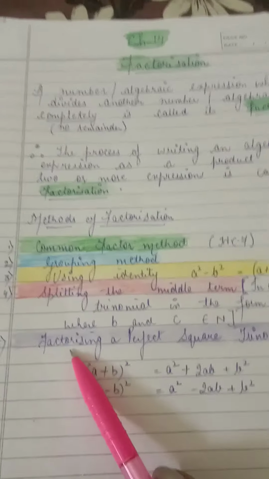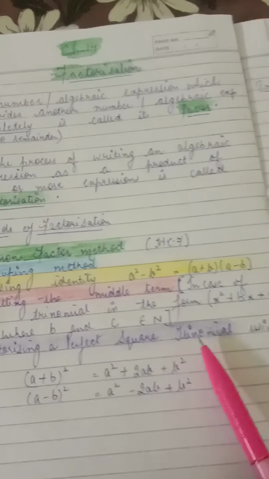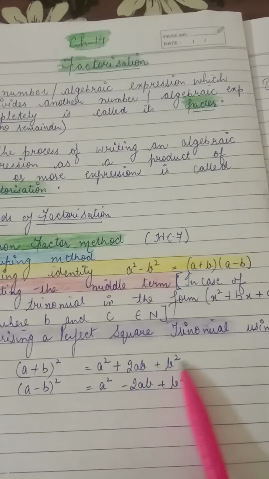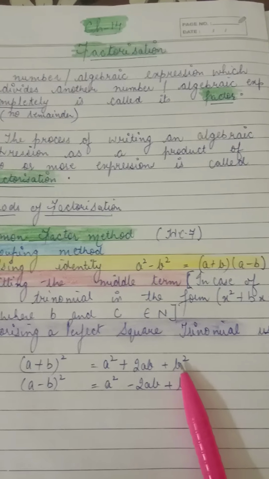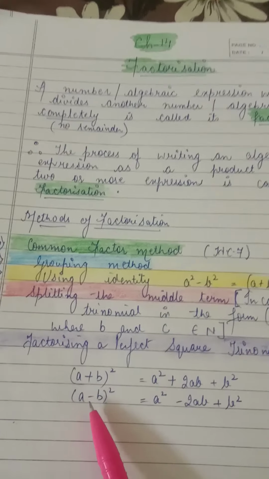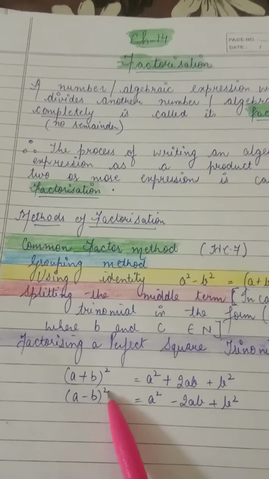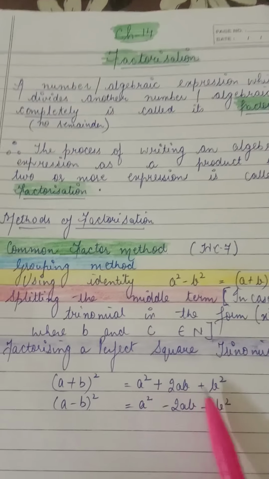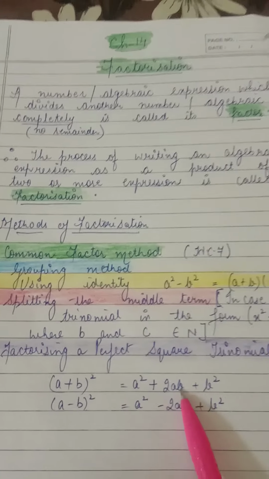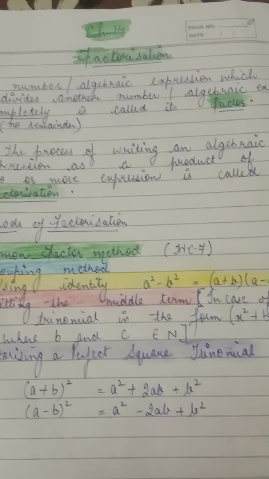And the last method is factorizing a perfect square trinomial. You will have a trinomial which will be a perfect square. That means it will be in the form of a plus b whole square or a minus b whole square. Both the identities are the same. One is with plus sign, other is with minus sign. And a plus b whole square results in a square plus 2ab plus b square, or we can also write it as a square plus b square plus 2ab. And a minus b whole square is the same, only this plus 2ab will become minus 2ab.